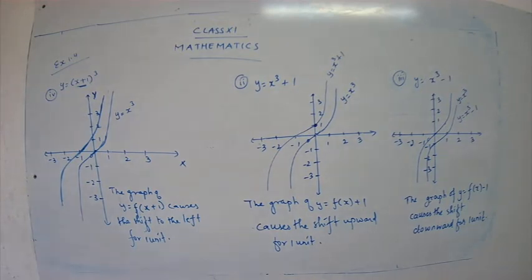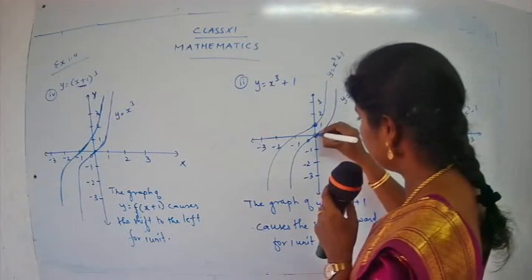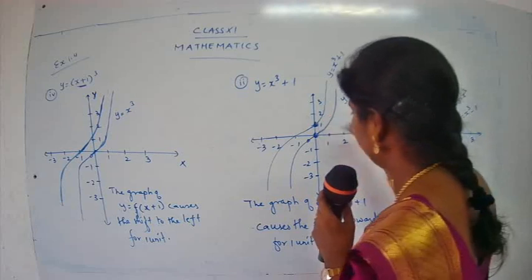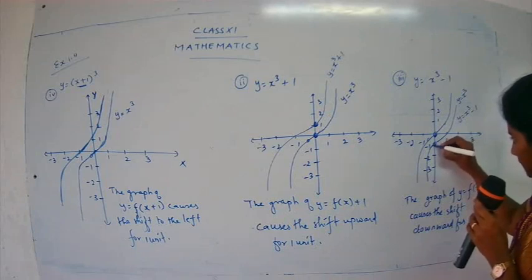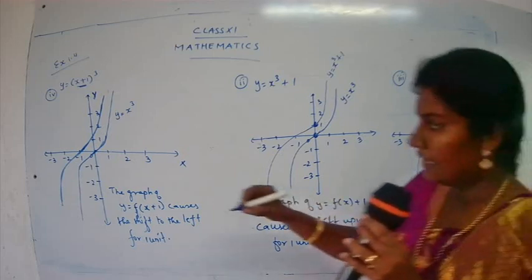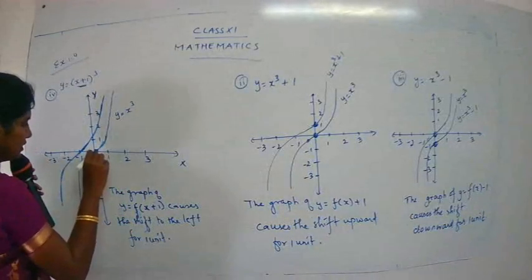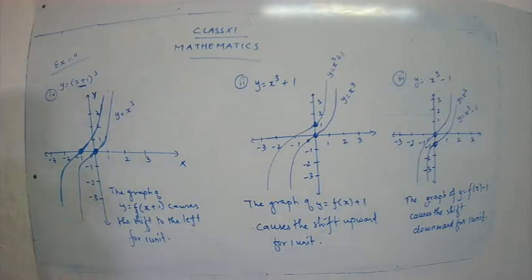See here, be careful. For the second case we shifted to 1. The 0 is shifted to 1. You can highlight your shifting. And here the 0 is shifted to minus 1. Okay, so see the difference. Here the 0 is shifted to minus 1, and here the 0 is shifted to minus 1. You can highlight your points, children, so that it will be easy. Once we see the points, we come to know that you have understood the concept.